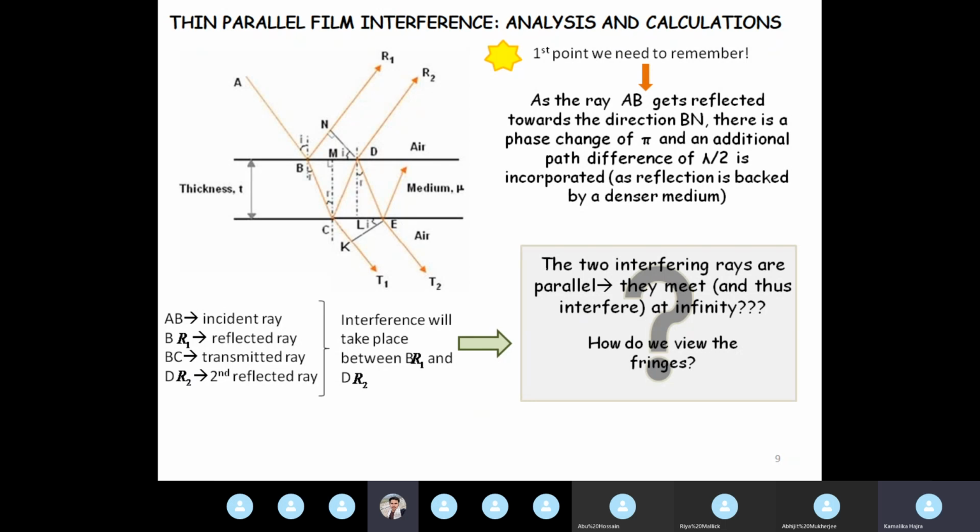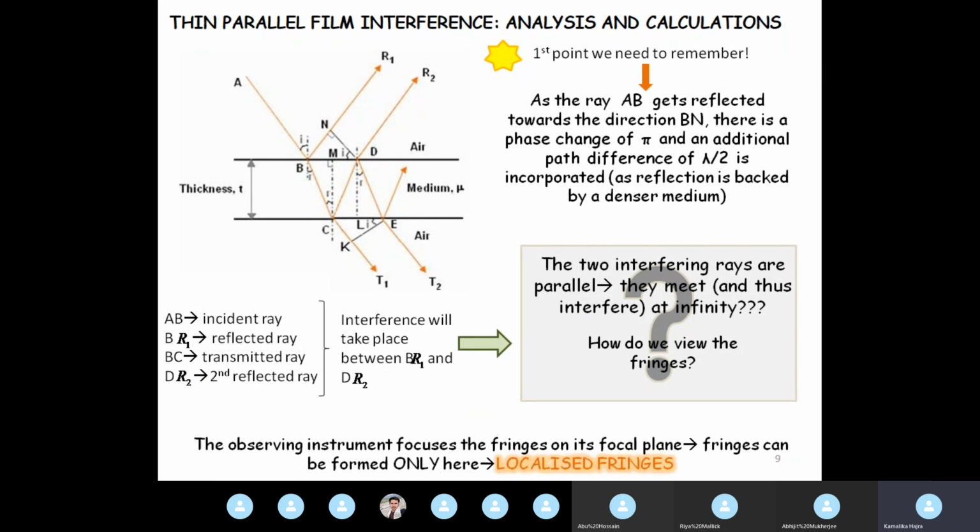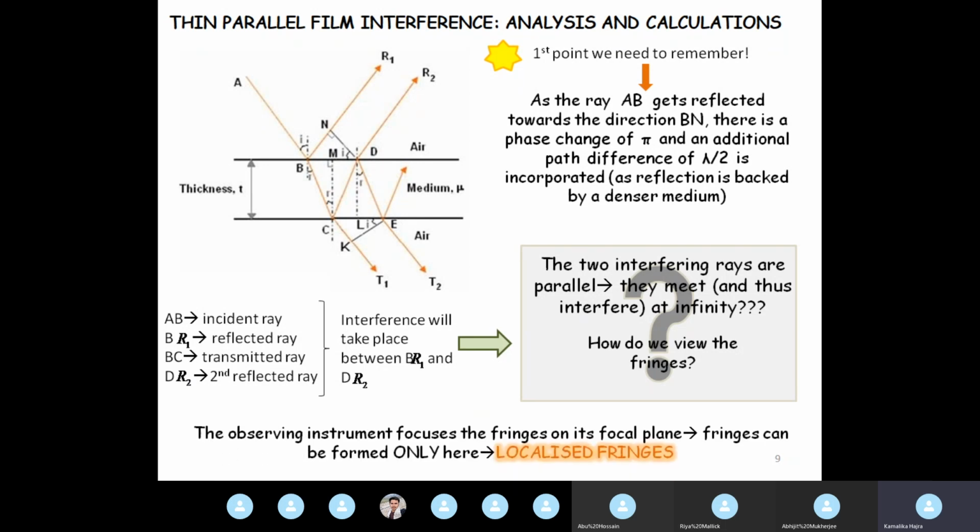Ma'am, we can use a convex lens. We use a lens. We can always converge parallel rays by using a convex lens, because parallel rays meet at the focal plane of a convex lens. So the observing instrument focuses the fringes on its focal plane. Remember, fringes can be formed only here.